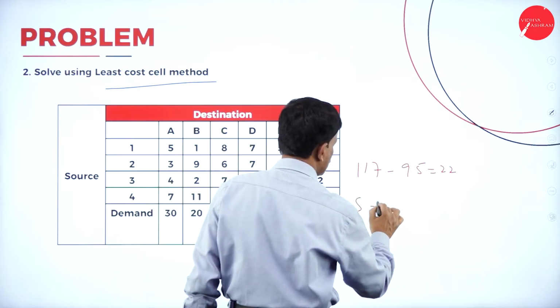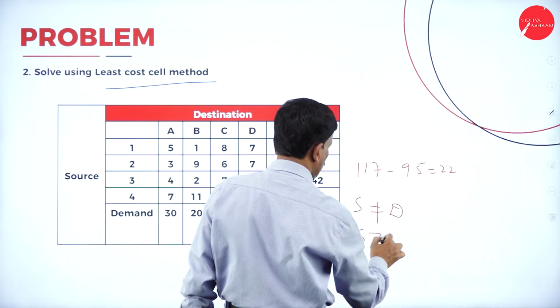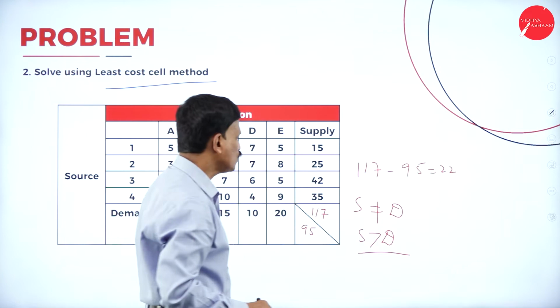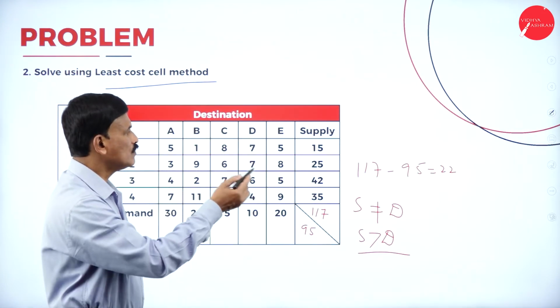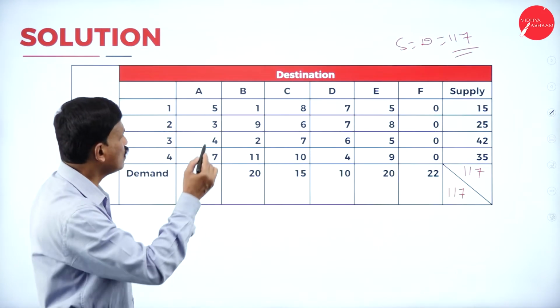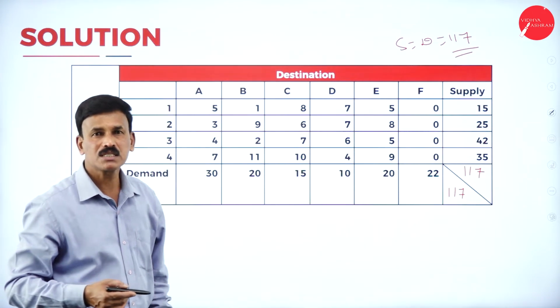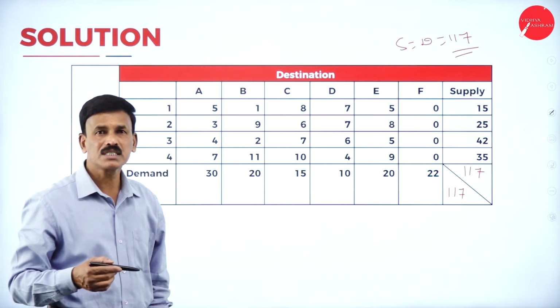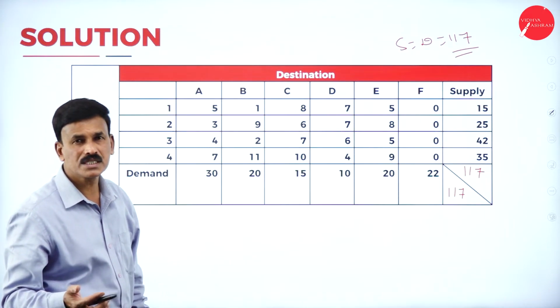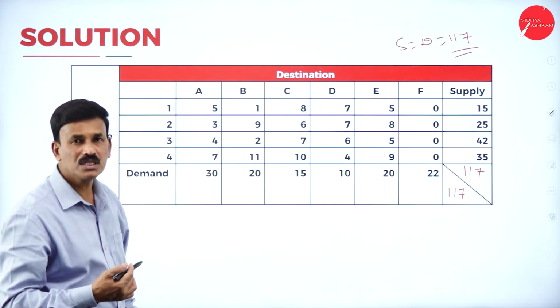Therefore, supply is not equal to demand, and the supply is greater than demand. We are going to add a dummy column with the total 22 and all elements 0, 0, 0. So then this becomes a balanced transportation problem. Supply is equal to 117, demand is also equal to 117. Now this can be solved using the least cost method.